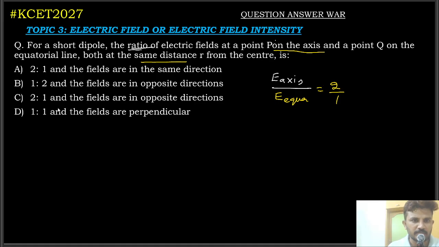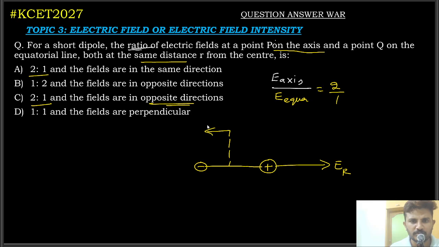From the center, 2 divided by 1 is there in option 1 and option 2, but are the fields in the same direction? No, the fields will be in opposite direction. Along the axis, if you consider minus and plus here, the electric field along the axis will be away from the positive charge, E resultant along the axis. But E resultant along the equatorial will be towards left.